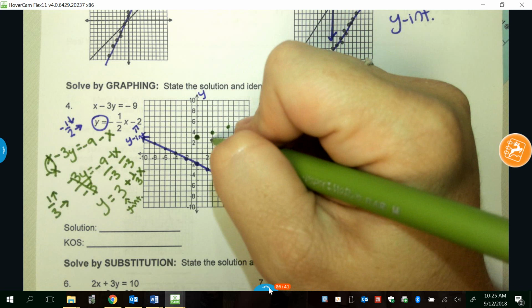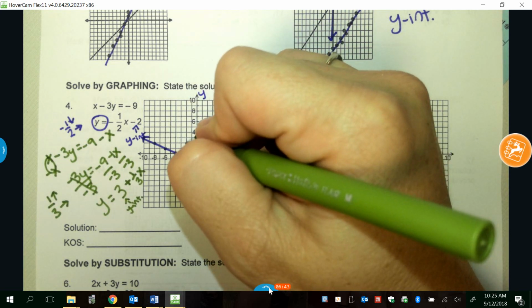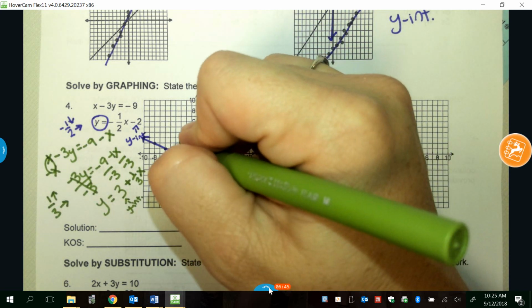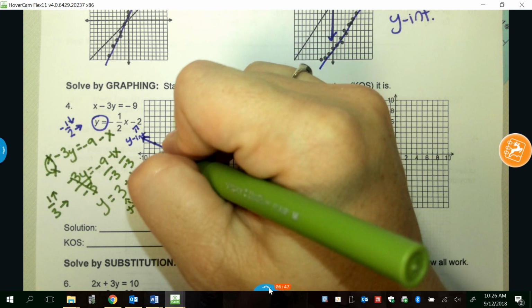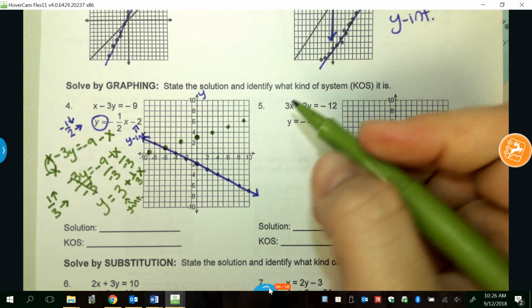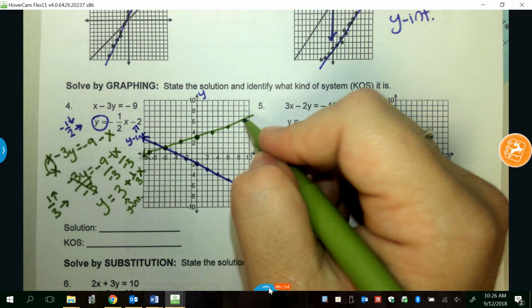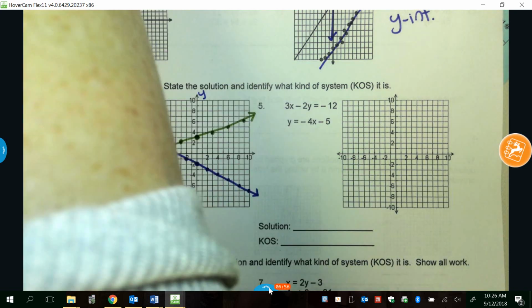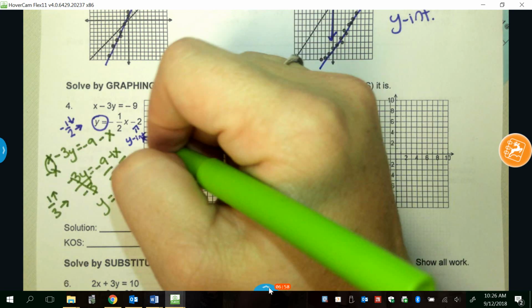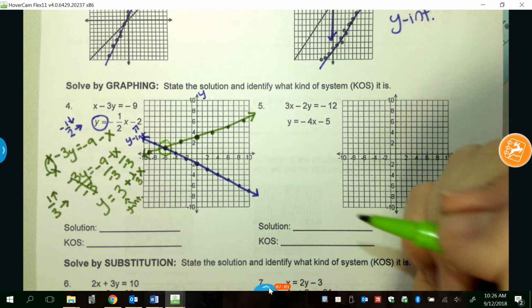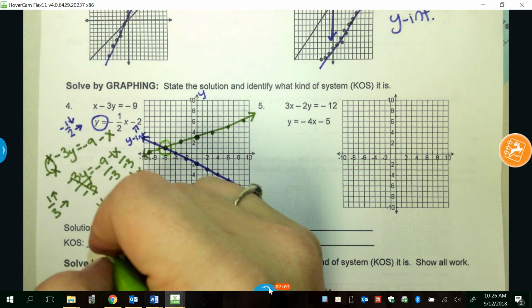Okay, you can also go down 1, backwards 3. Down 1, backwards 1, 2, 3. So now we see where they touch. And that is your solution, where the two lines touch. So this is my solution. So my solution is -6, +1.